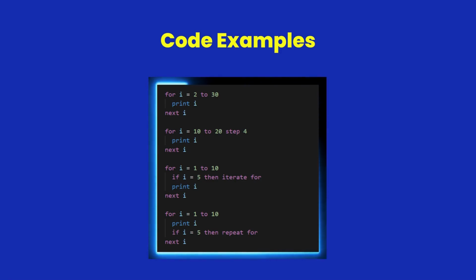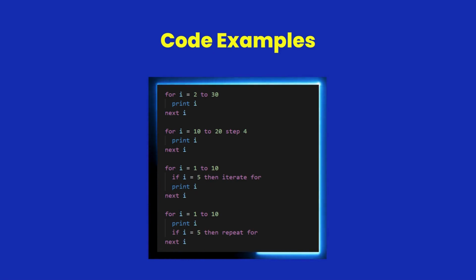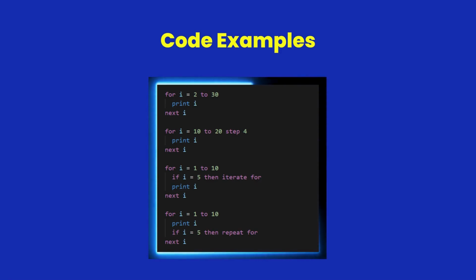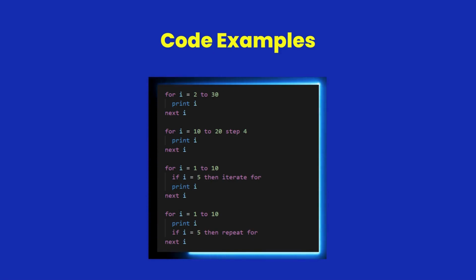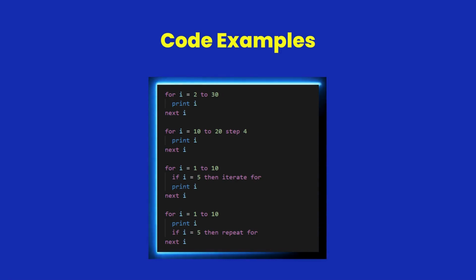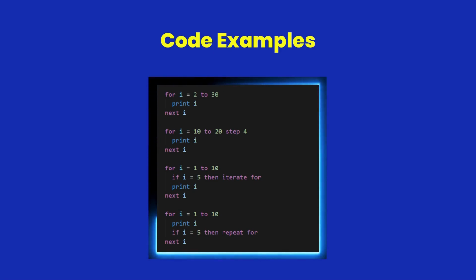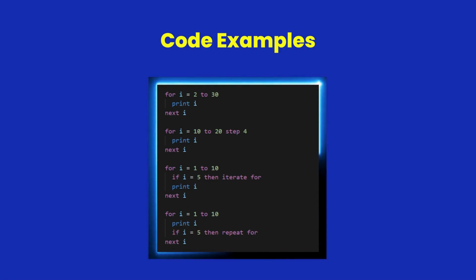Finally, we use the repeat for statement to repeat the current iteration. This loop prints the values from 1 to 10, but when I equals 5, it repeats the current iteration, causing an infinite loop at I equals 5. These examples illustrate how to use for next loops in Sheerpower, including the use of step, iterate for, and repeat for to control the flow of iterations based on specific criteria.